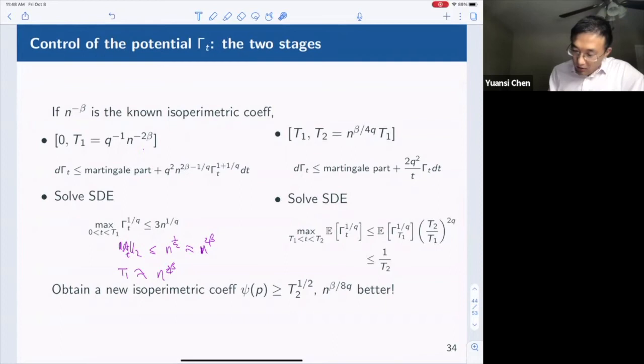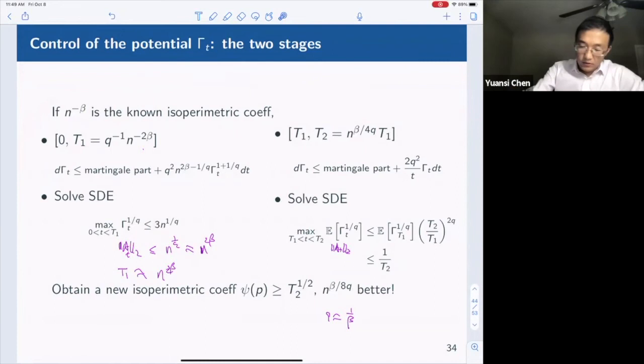But the situation is different if you can run the stochastic process a little bit longer. If you have the second stage of the control, you can show that you can still run it to time t2 equals n to the beta over 4q, where you can still bound the spectral norm of A_t roughly up to 1 over T2. Now you can see that you run this a little bit longer. So at each application of this Eldan stochastic localization in two stages, you get a slightly better isoperimetric coefficient, from beta to beta minus beta over 8q, where q is just of order 1 over beta.